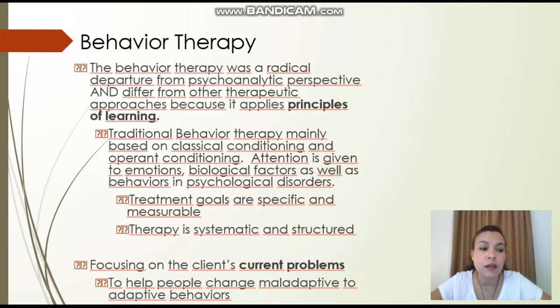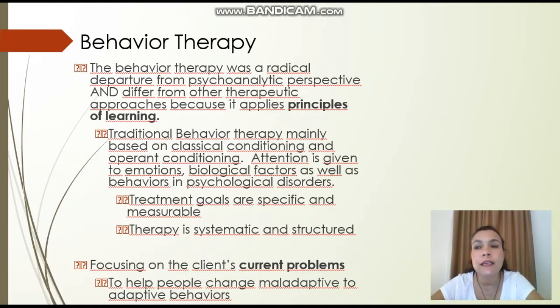You already took the course of psychology of learning, so behavior therapy is based on the principles of psychology of learning. So you will see lots of operant conditioning, classical conditioning, reinforcements, punishments, etc. Traditional behavior therapy mainly is based on classical conditioning and operant conditioning. You already know about this from the psychology of learning class. And attention is given to emotions, biological factors, as well as behaviors in psychological disorders.